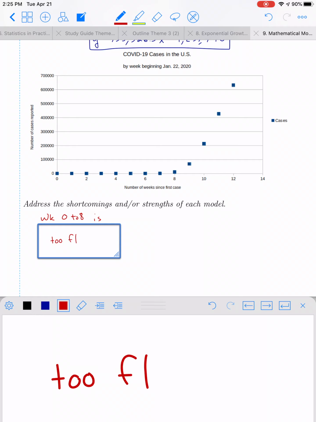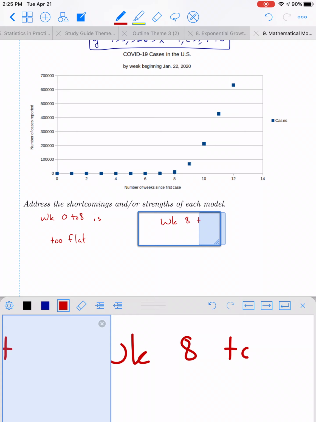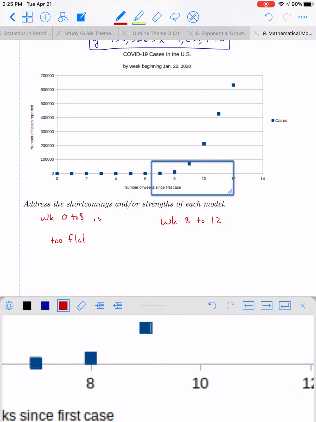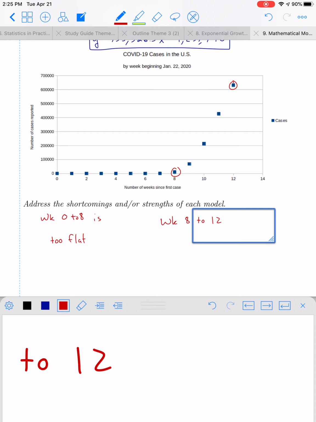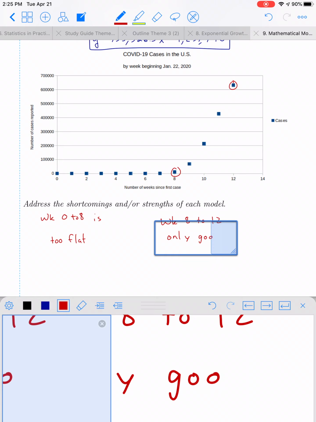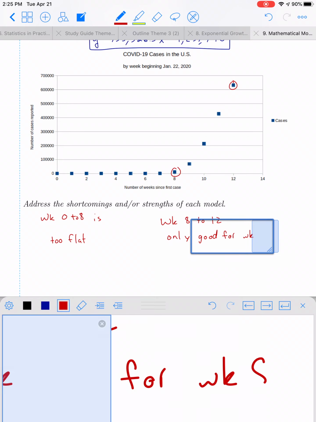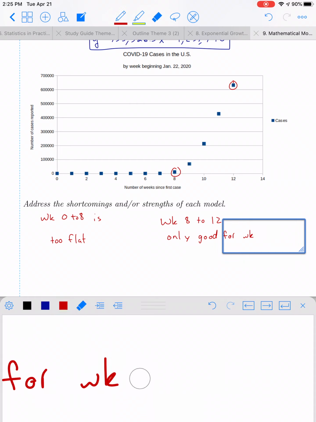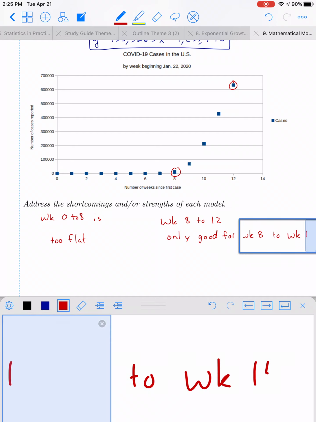Too flat. And week 8 to 12, well, that was here to here, if we were to draw that line. That's not bad, but it's only good for, I don't know, maybe week 8. Maybe we can go back to week 6. Probably not, though. Week 8 to max week 14, right?